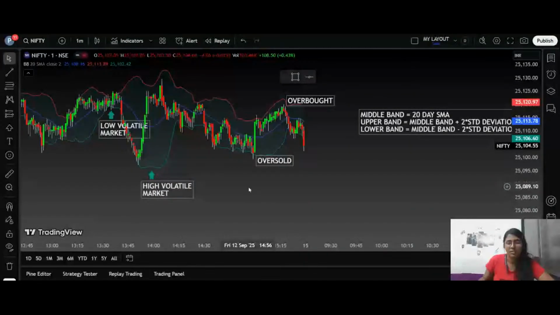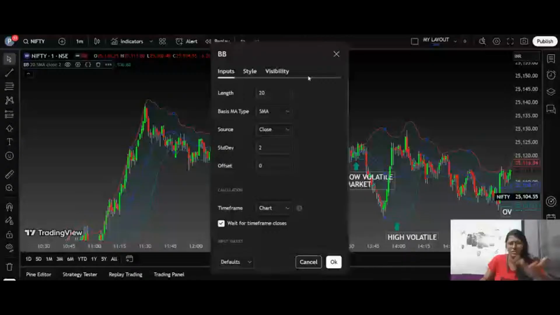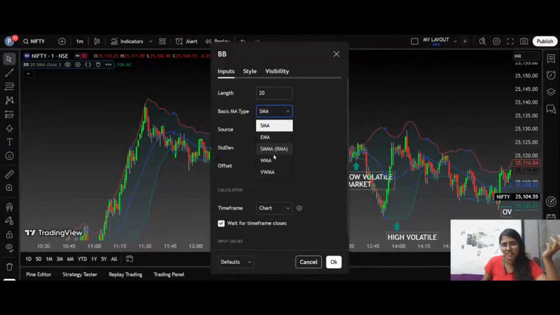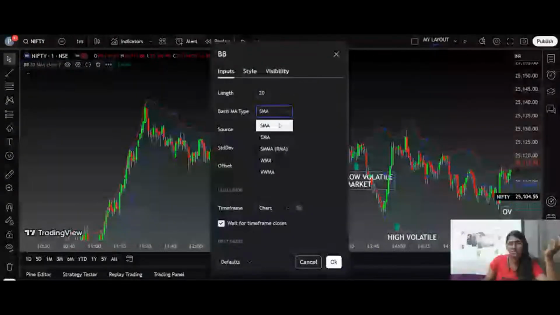Now let's see how to change the settings. I'm again going to tell you, see, the length is 20 because I took the 20-day SMA. I told you earlier, what is SMA? This is the SMA. This is the SMA.